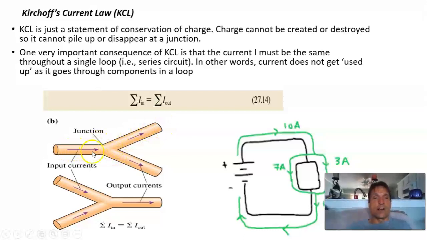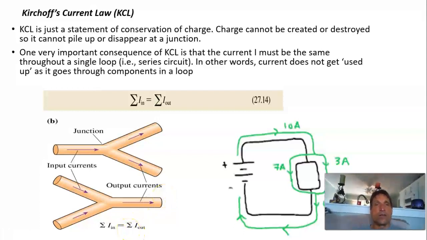And so the sum of the currents coming into a junction must always equal the sum of the currents out. Here's one example where you have one current coming in and two out. Here's another where you have two currents coming in and one current coming out. You can think of this like a T of a pipe and water. But the sum coming in must always equal the sum leaving, okay?